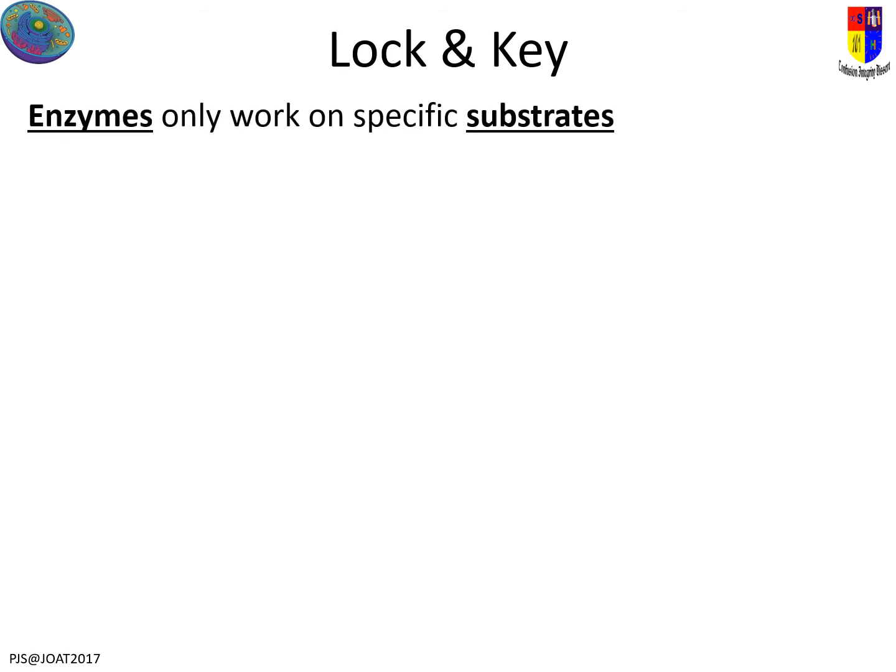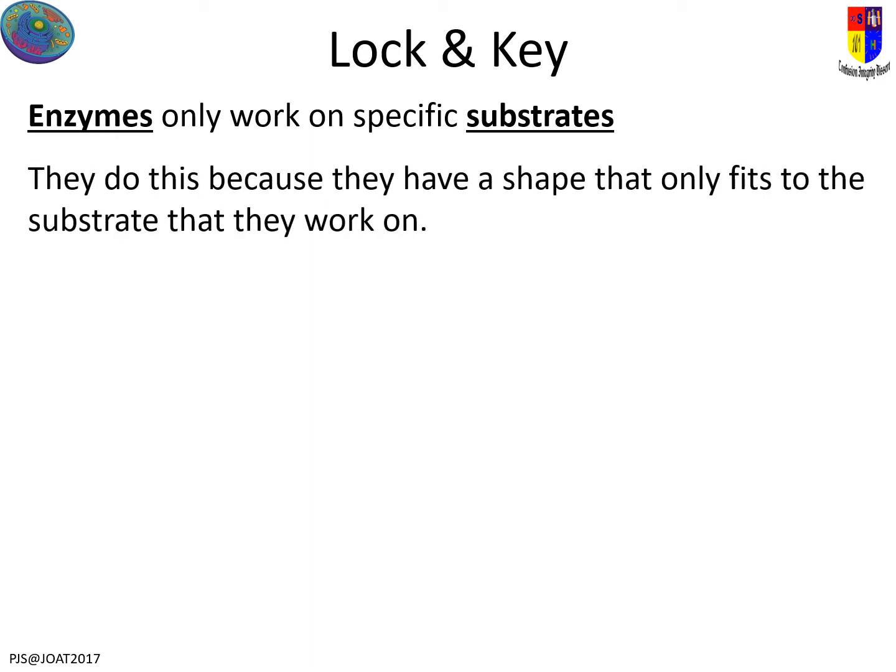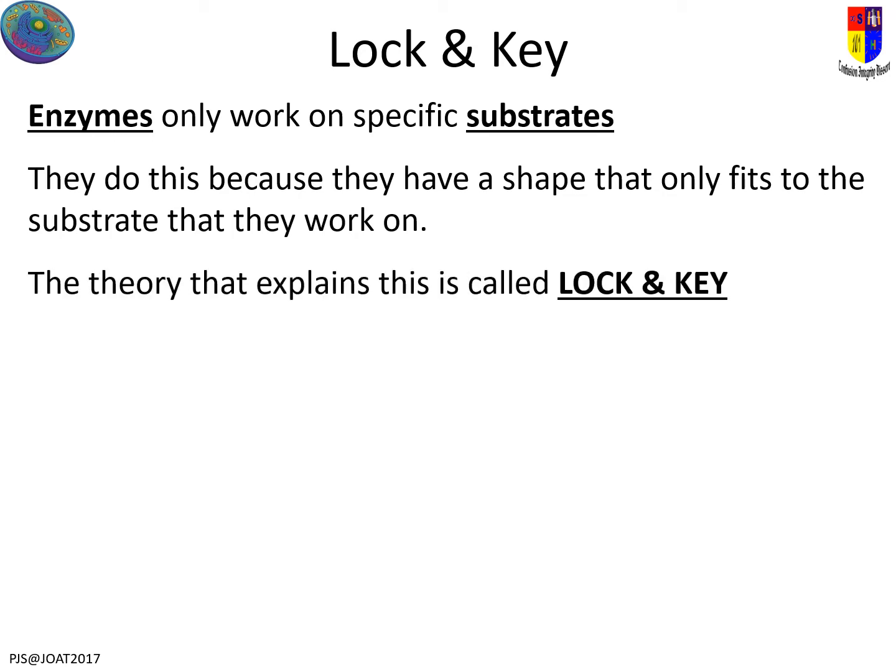Here's our theory of how the whole thing works. We know that enzymes only work on specific substrates. They do that because they only have a shape that fits the specific substrate that they're working on. So our theory is lock and key, which I hope makes sense. We've got a particular shape and only one key will fit the lock. Our lock that we're bringing in is the enzyme.